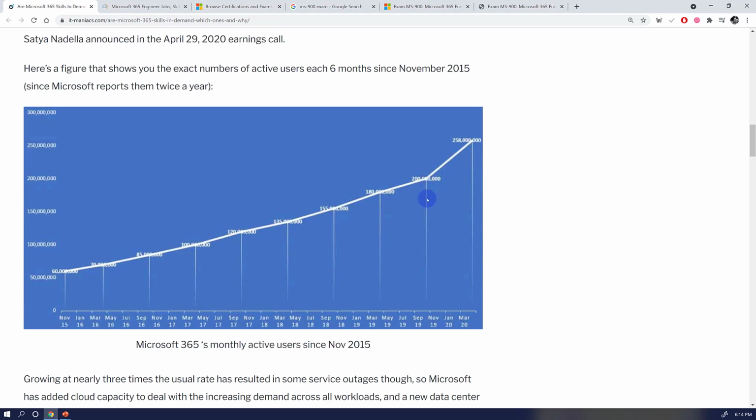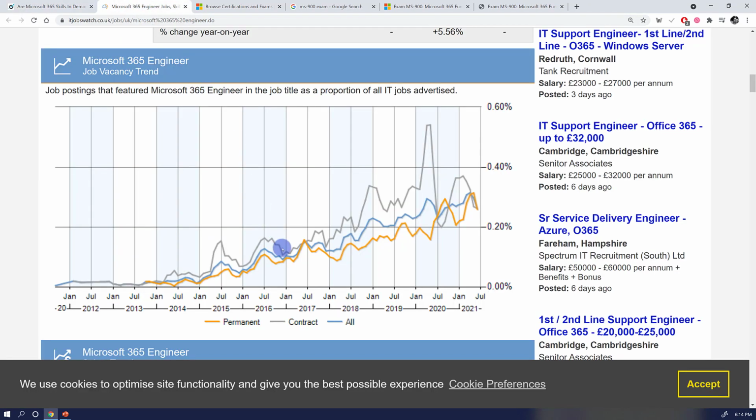In fact, after the pandemic in November 2019, you can see that the growth of Microsoft 365 active users has increased further. And since the active users are increasing, it is also increasing the jobs in demand in the market. You can see that this is the job vacancy trend we have for Microsoft 365 engineers, and you can see that we have consistent growth here since the time it launched in 2015.